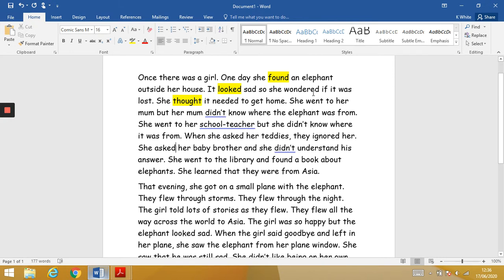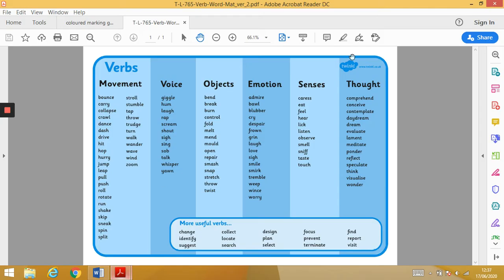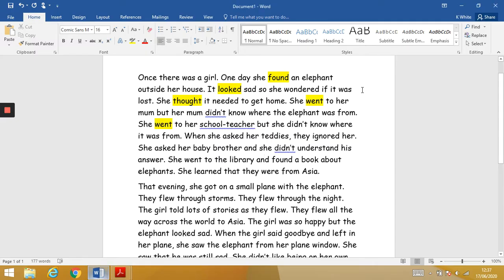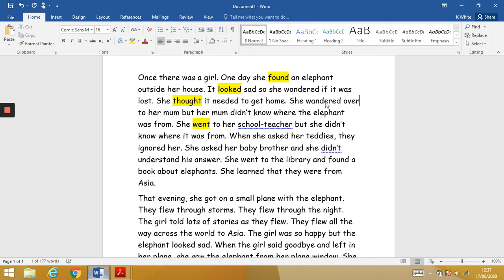She went to her mum, but her mum didn't know where the elephant was from. So here's my verb again, went. I've got lots of went here. So I'm going to have a look and see again if my map's going to help me. So movement, she strolled over to her mum, I could say. She wandered over to her mum. So I think I'm going to say wandered. So she wandered over to her mum, but her mum didn't know where the elephant was from.